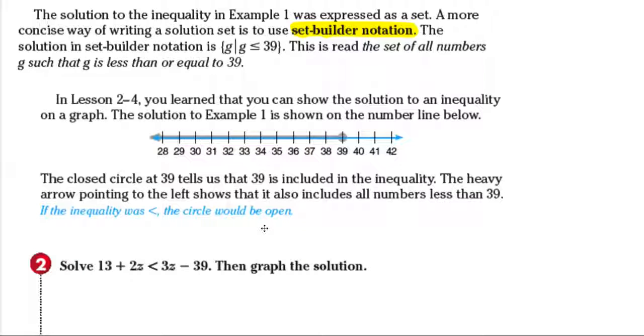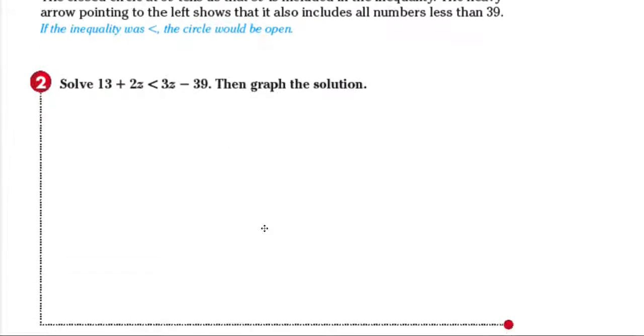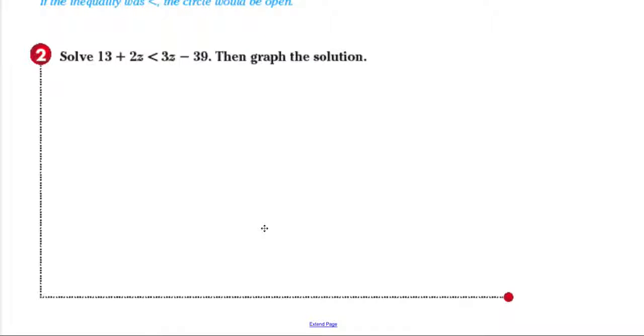Okay, so let's take a look at example number 2. Solve 13 plus 2z less than 3z minus 39, then graph the solution. So first things first, let's copy the inequality: 13 plus 2z less than 3z minus 39.